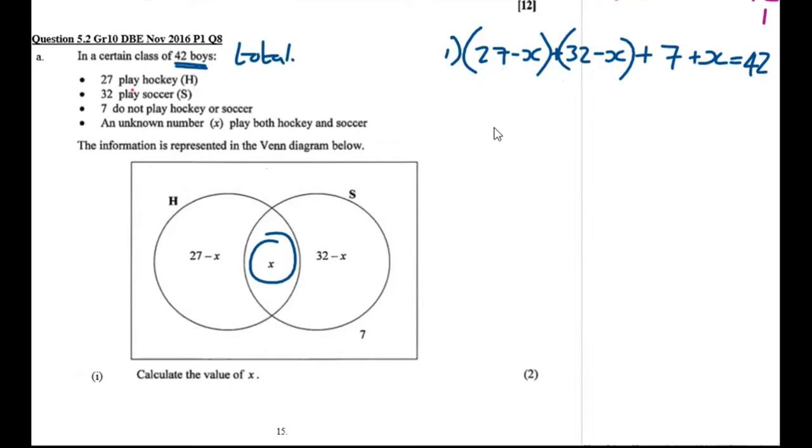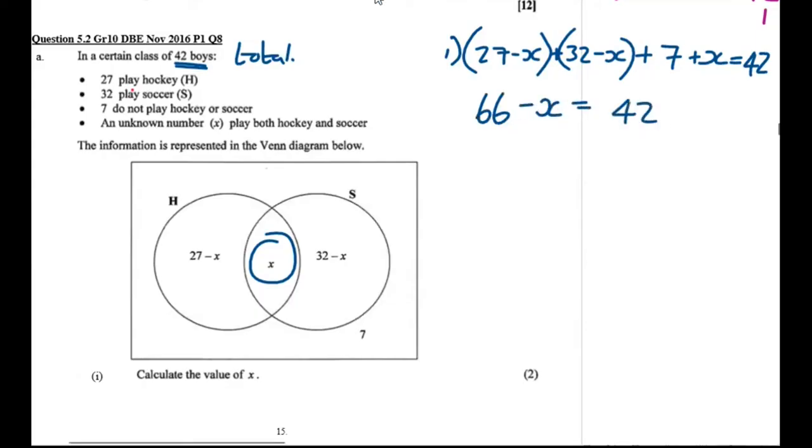Okay, Emma, if you've got your calculator with you, we are now going to try and solve for X. So let's neaten this up and add our like terms first. And what are we going to get? 66 minus X equals 42.